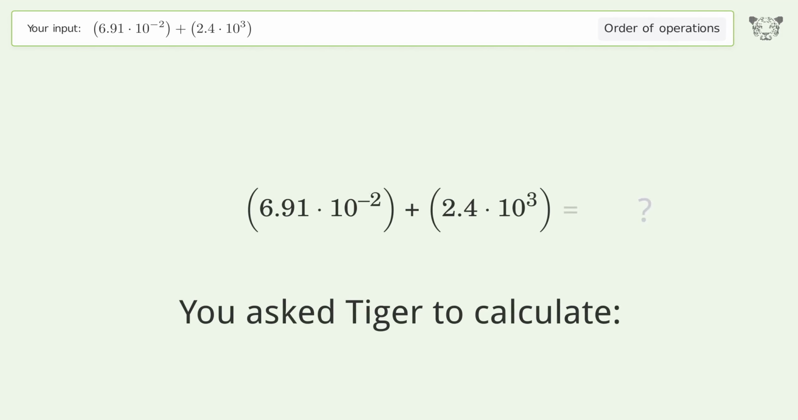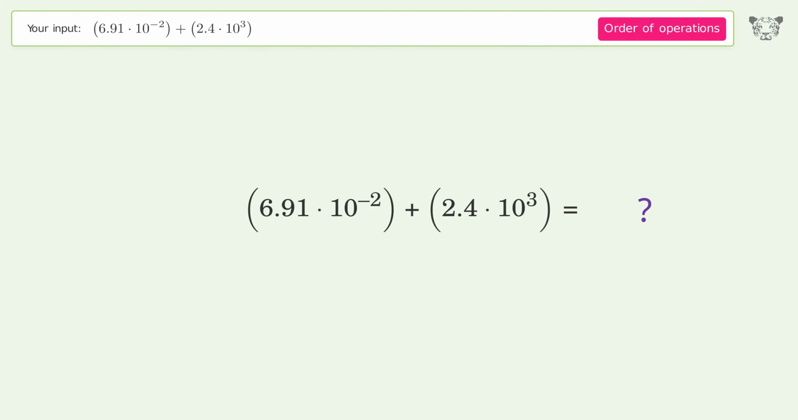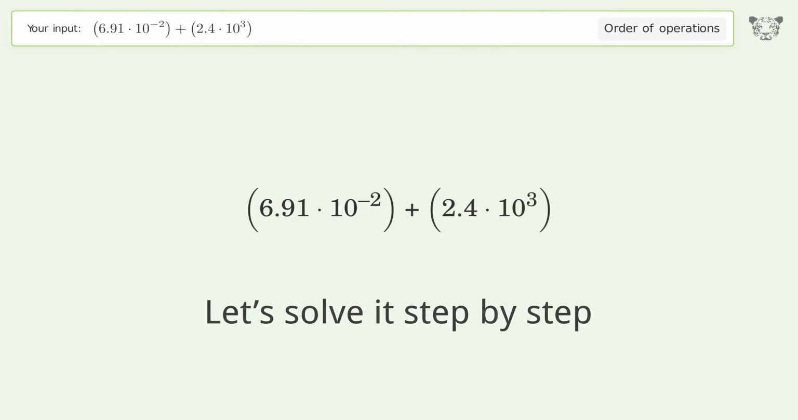You ask Tiger to calculate. This deals with the order of operations. The final result is 2400.069. Let's solve it step by step.